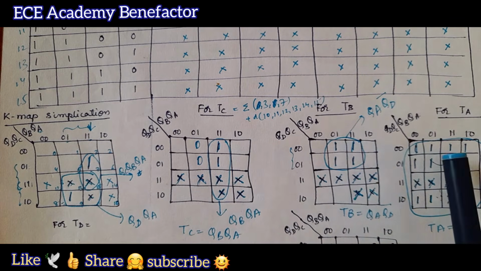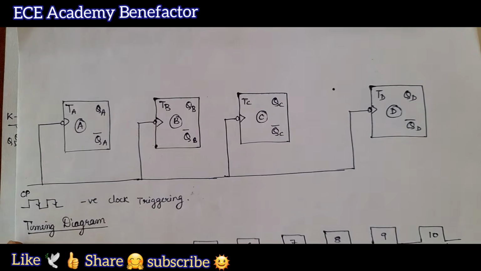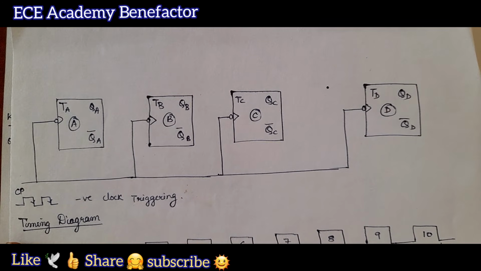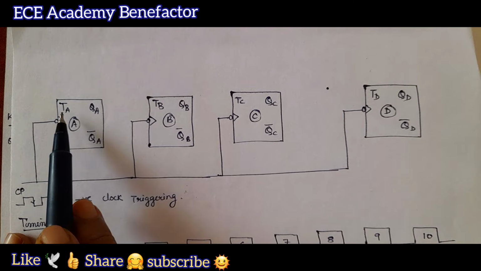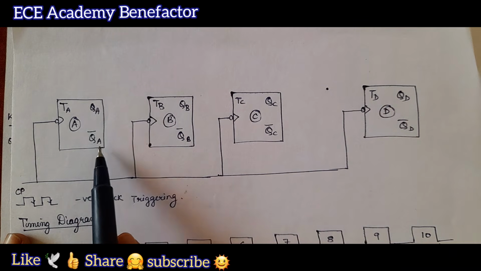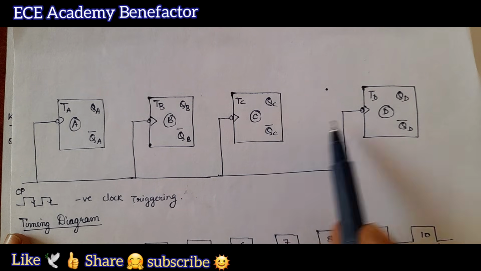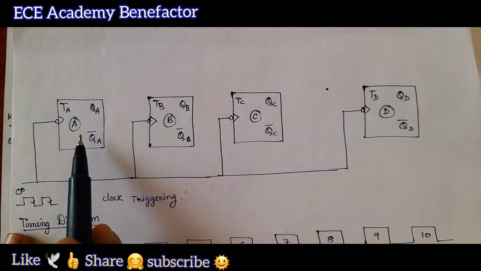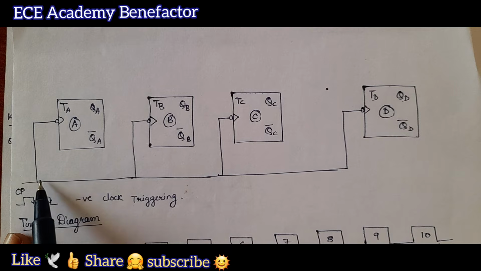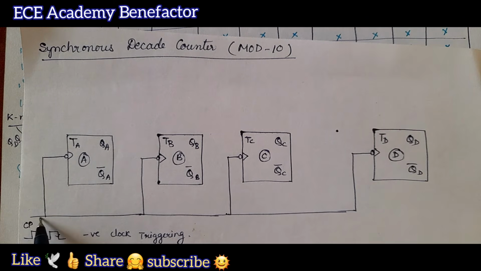TC, TB and TA. Now let us draw the logic diagram for it. For drawing the logic diagram, we need 4 flip-flops. So the 4 flip-flops are TA, TB, TC, TD. TA output is QA, QA bar. TB output is QB, QB bar. TC output is QC, QC bar, TD output is QD, QD bar. Let us take these as negative edge triggered, so we put a bubble. It is a design of a synchronous decade counter. So what we need to do? We need to give the same clock pulse to all the flip-flops.